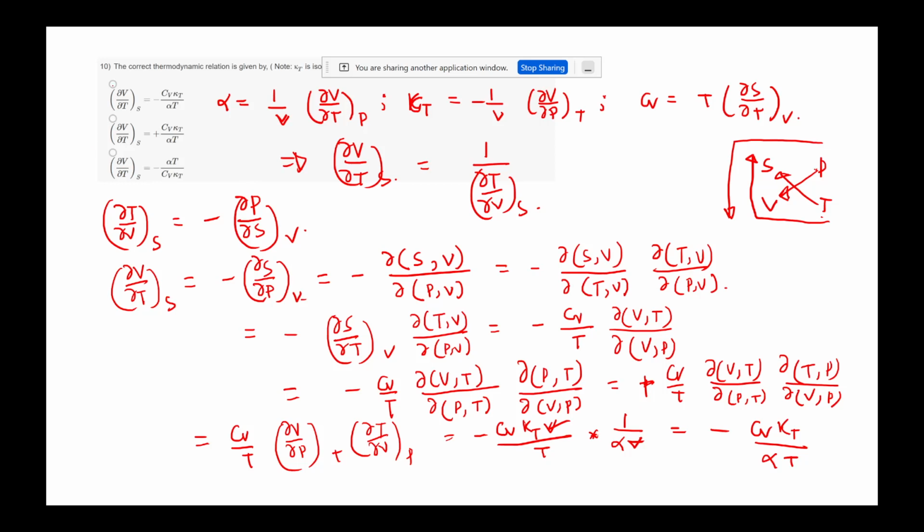This is the first option. It is quite fast, and it is also easy. This is the way you can use the chain rule. So whatever derivative you want, according to that you can manipulate things here. Okay, let's go to the next problem.